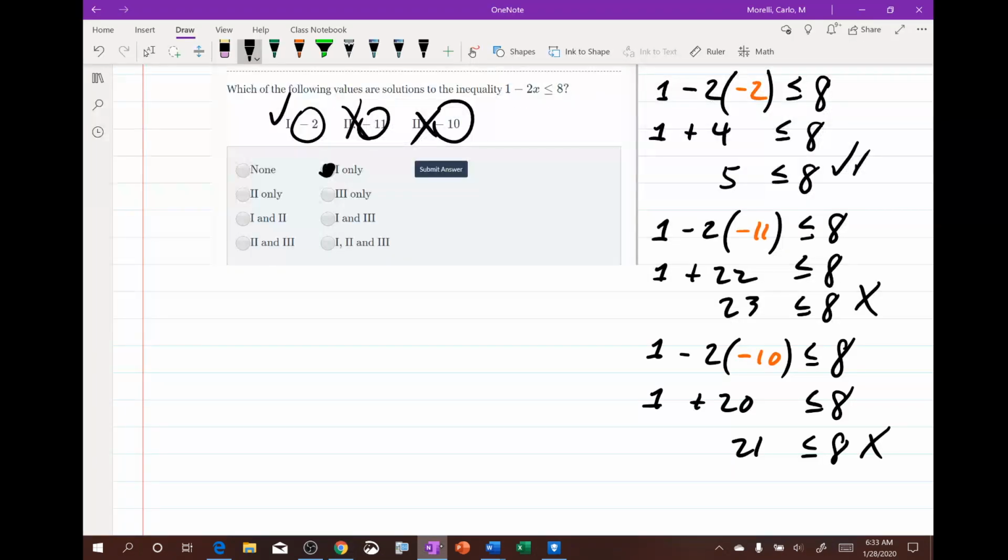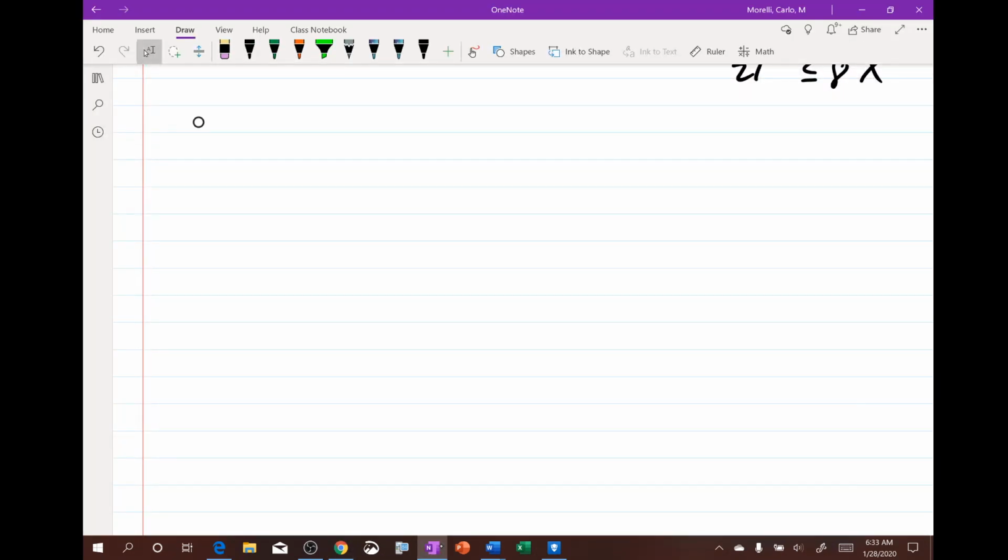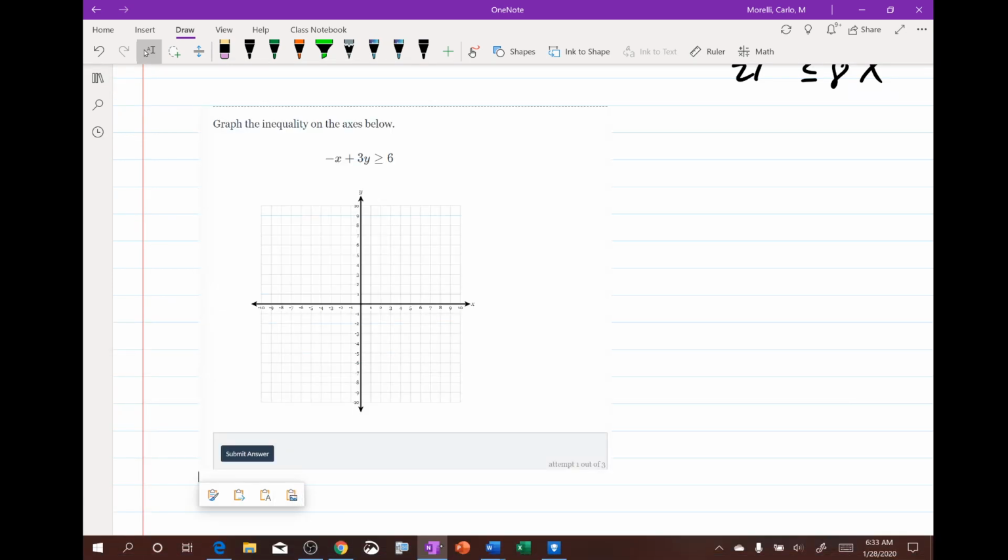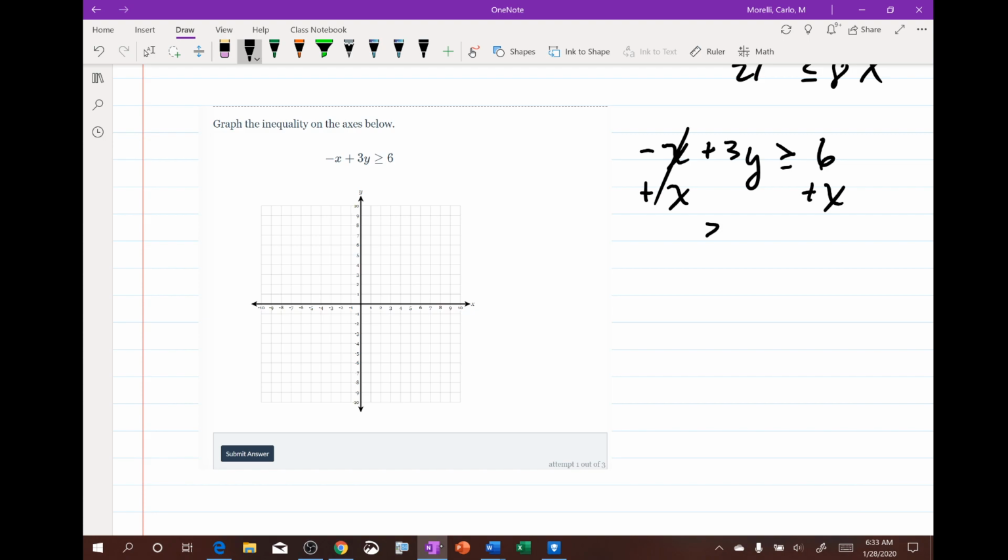Okay. These are fun because you get to do 2 skills in one. So first we have to solve this inequality. Negative x plus 3y greater than or equal to 6. So we'll start by adding x to both sides. 3y greater than or equal to x plus 6. Divide every term by 3. Y is greater than or equal to 1/3 x plus 2.